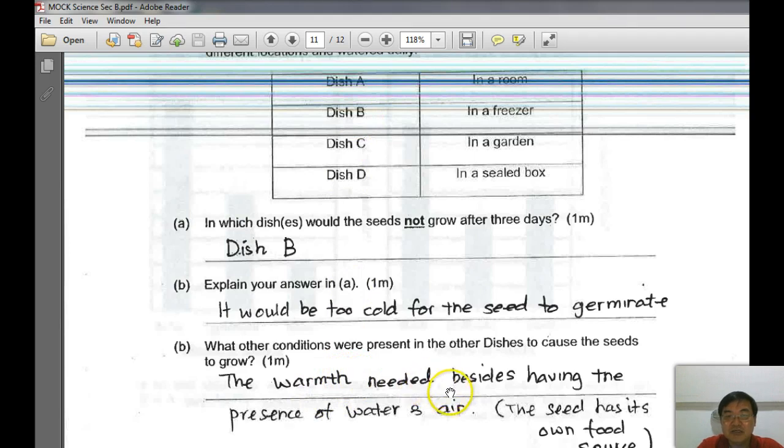Okay, now besides having the presence of water and air, okay, now water and air is already there. Even the silk box, there could be some air. Definitely air is sufficient. All right, and the seed has its own food source inside. Okay, so water and food is there. It is the warmth that would lead dish A, C, and D to germinate. Okay, and dish B will be much later.